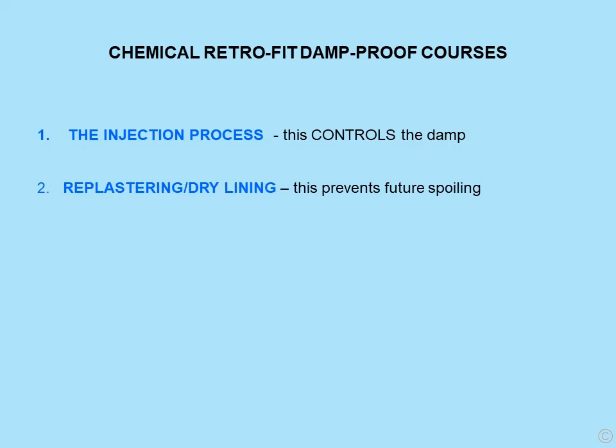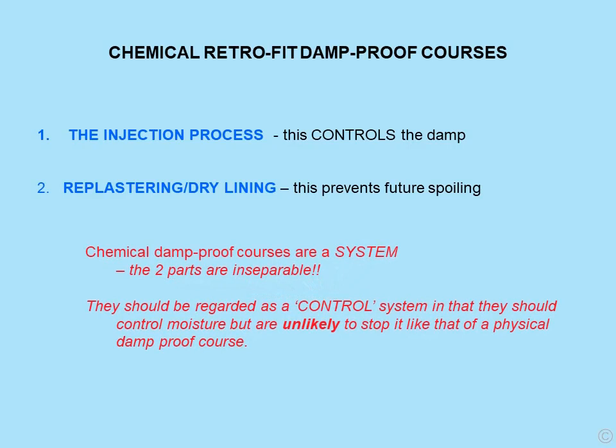We now come to have a look at retrofit damp-proof courses, chemical retrofit damp-proof courses. They consist of a two-part process. The first is the injection process, and that, and I emphasize this, controls the damp. The second part of the process is the replastering or dry lining, and that is designed to prevent future spoiling. Chemical damp-proof courses are a system, and in essence, the two parts are inseparable. If you require a dry non-spoiling surface, they are inseparable.